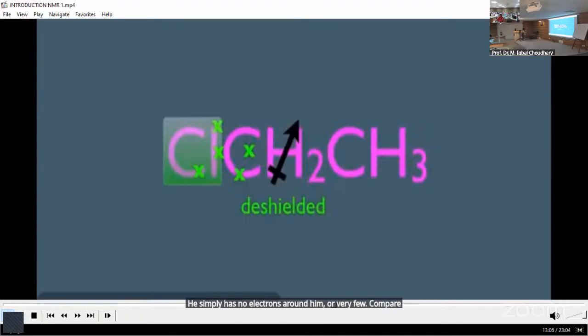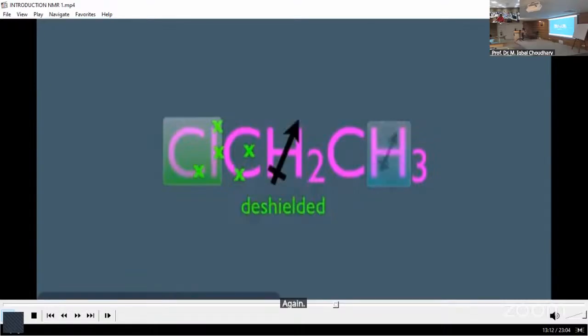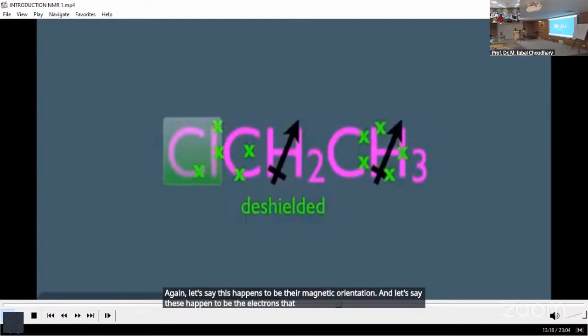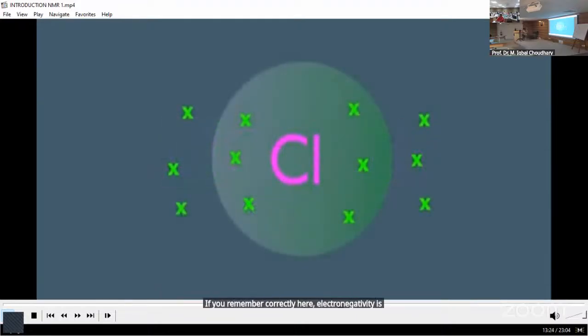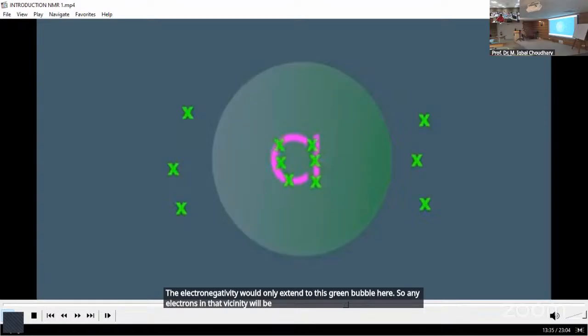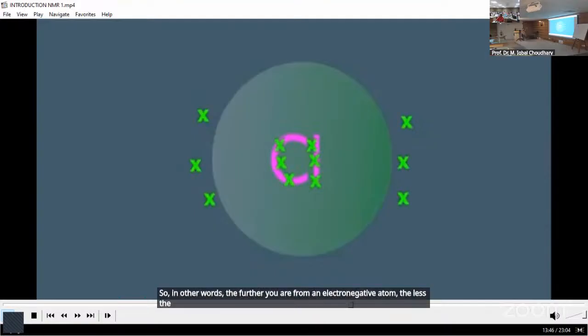Compare this electronic environment to these hydrogens right here on the end methyl. Again, let's say this happens to be their magnetic orientation, and let's say these happen to be the electrons that surround them. If you remember correctly here, electronegativity is a local effect. For instance, as you see in this diagram, the electronegativity would only extend to this green bubble here. So any electrons in that vicinity will be sharply moved to the Cl. But the ones not in that bubble will not have as much of a pulling effect. So in other words, the further you are from an electronegative atom, the less the effect of electronegativity.